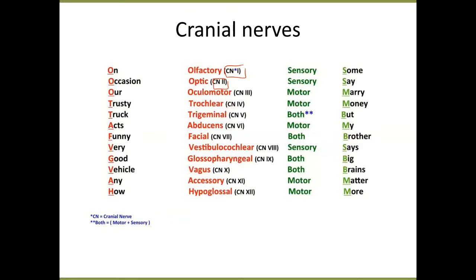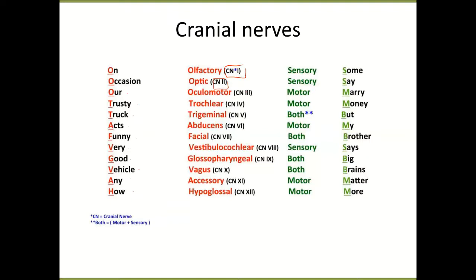In order to remember the number of each and the name, here's a little mnemonic. On occasion, our trusty truck acts very funny. Very good vehicle anyhow. That's not a great mnemonic. There's a lot of others out there that are way dirtier and therefore way more memorable. But I'll let you find those.